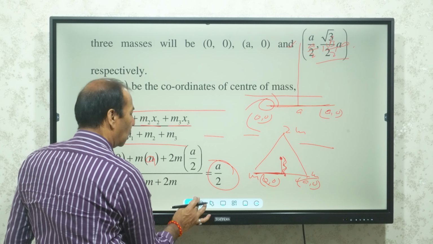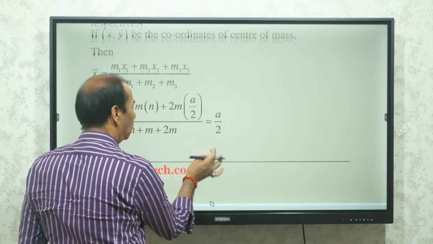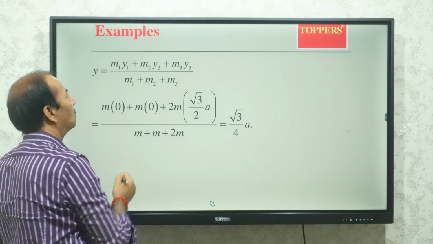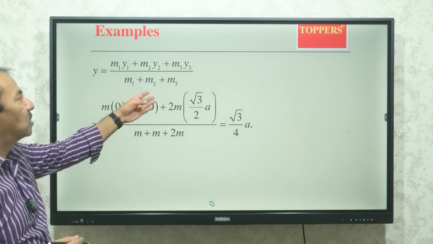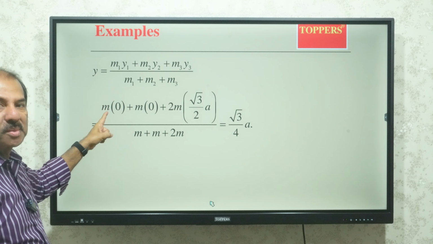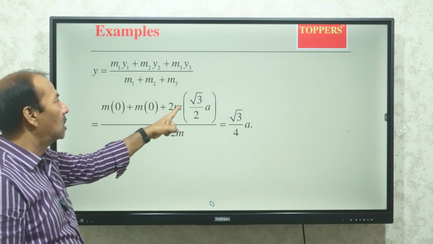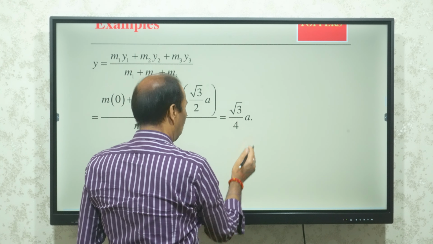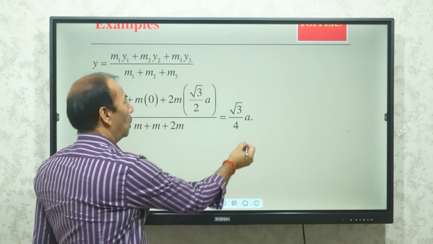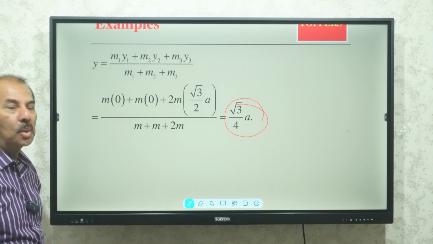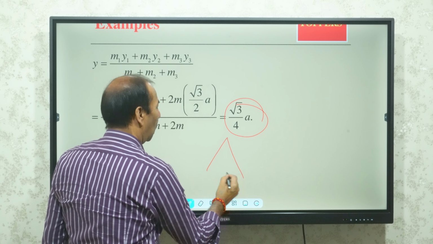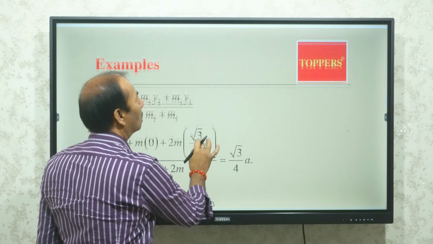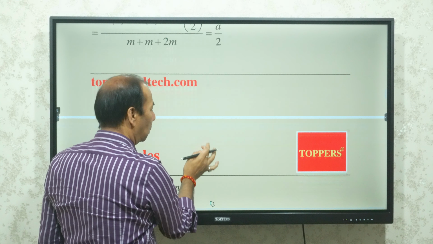So if you calculate the y coordinate, y bar is m1 y1 plus m2 y2 plus m3 y3 upon m1 plus m2 plus m3. The y coordinate of the first mass is 0, the second is also 0, the third is root 3 by 2 A. Substitute it and you get this. So this way we calculated the x coordinate as well as the y coordinate. From there we can locate it. The y coordinate is at a distance of root 3 by 4 A, and the x coordinate we have calculated at a distance of A by 2.